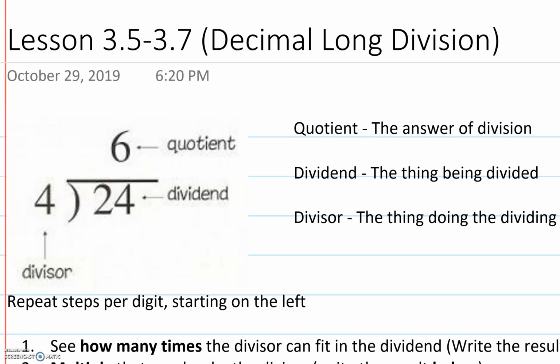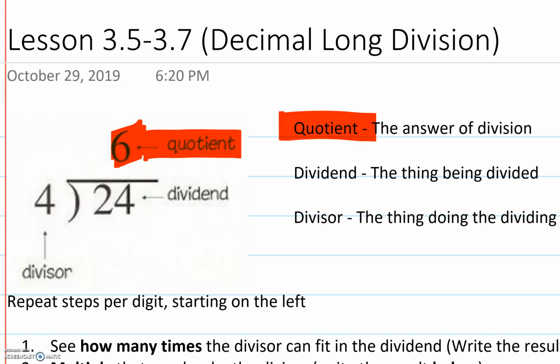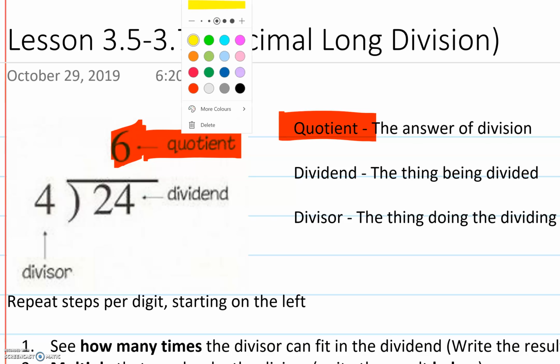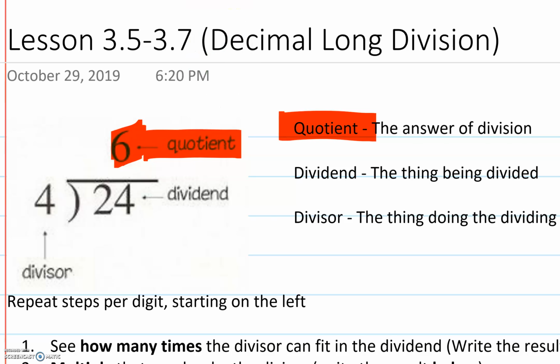Quotient would be the top part at the top. This is the quotient. So that is the answer of division. Okay, so that's the final answer that you would box or circle, the one that you'd report as your final answer.